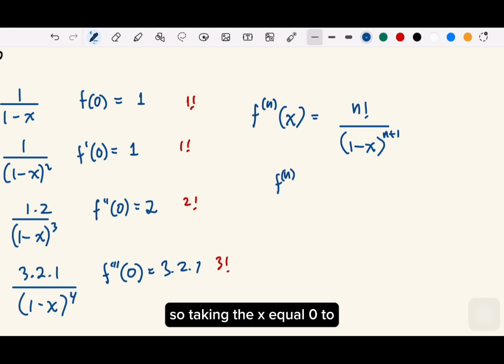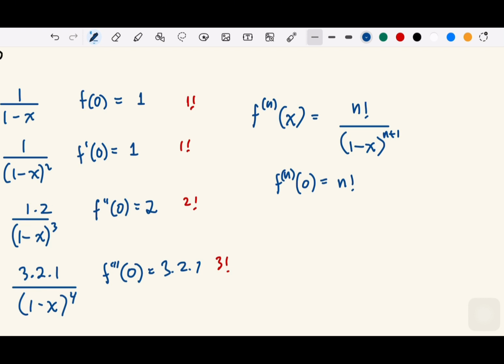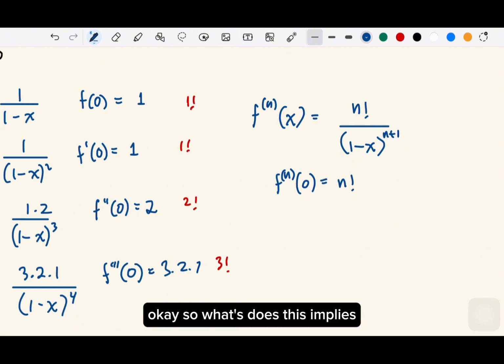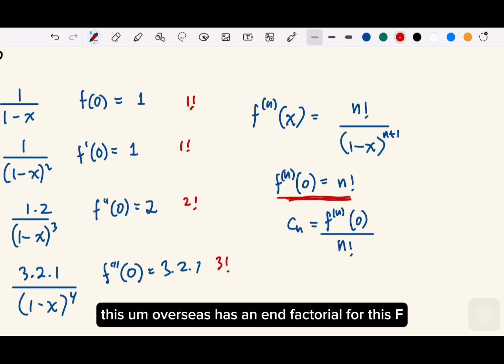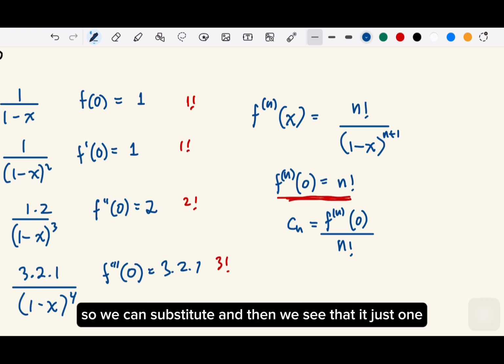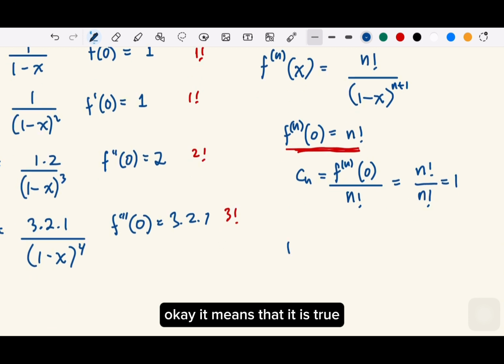So taking x equals 0 to make it our Maclaurin series, we are going to have n factorial. So what does this imply? If we take the coefficient, the formula is this, right? And we know that this power series has an n factorial for this f. So we can substitute, and we see that it's just 1. It means that it is true.